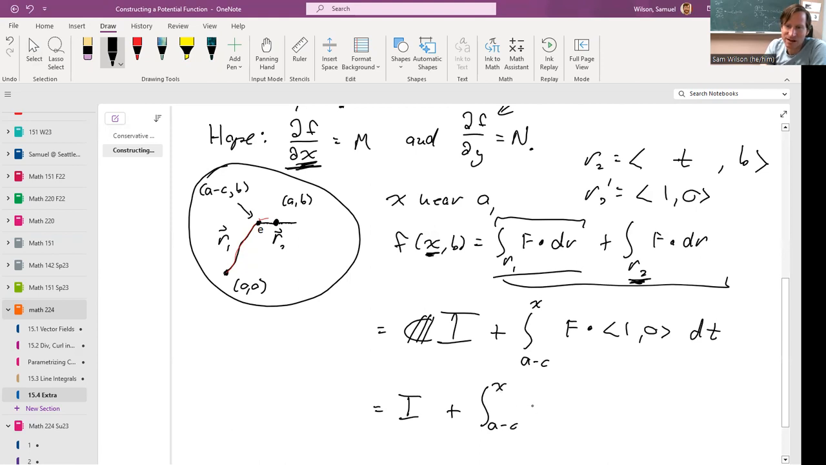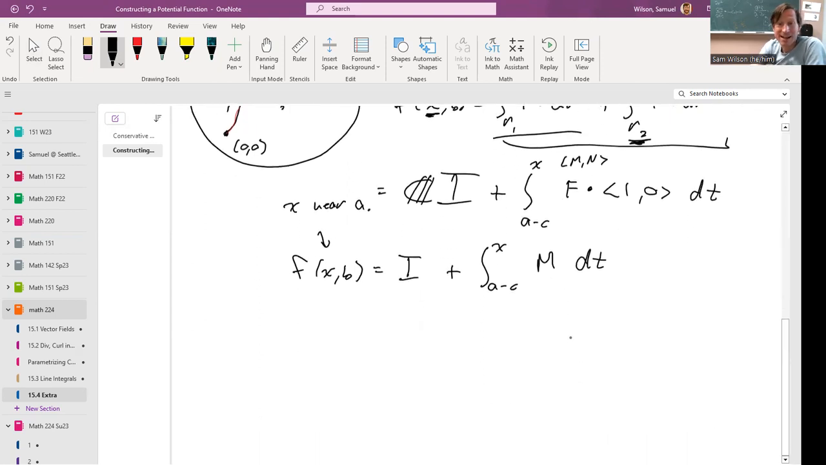Okay, so this is some integral that is this first piece plus the integral from a minus c up to x of f. Well, F is (M, N). So (M, N) dotted with (1, 0) is just M dt. All right, so this is f of (x, b) for x values near a.